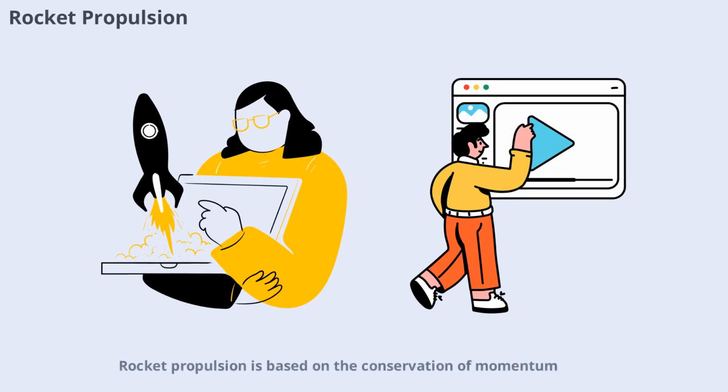Rocket propulsion is based on the conservation of momentum. When a rocket expels gas out of its engines, the rocket itself moves in the opposite direction. The momentum of the expelled gas and the rocket add up to the original momentum, allowing rockets to travel through space without needing anything to push against.